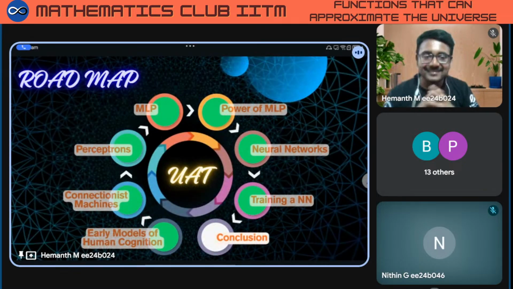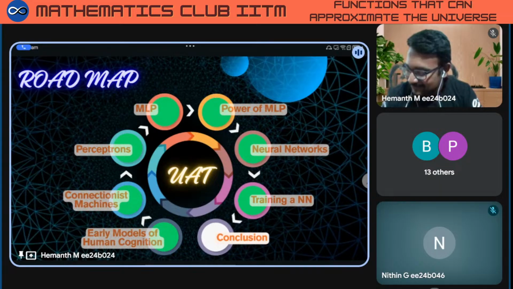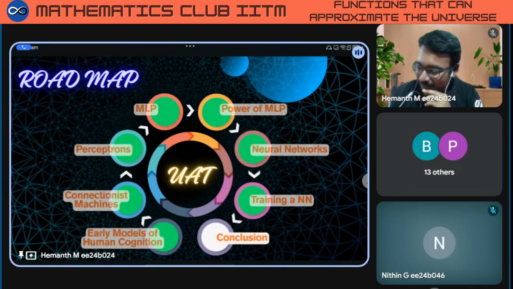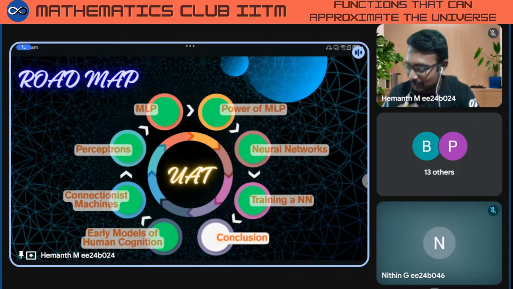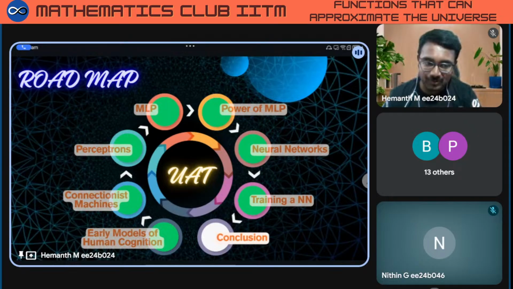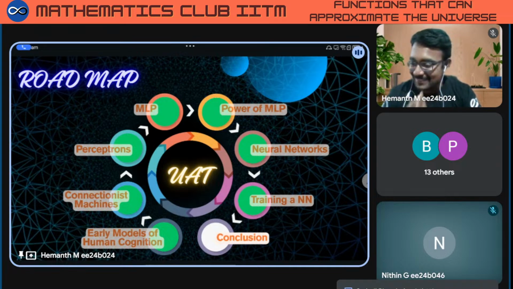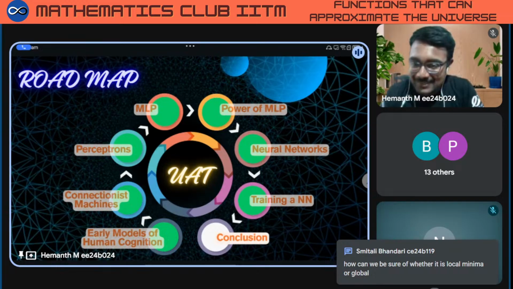So now this session has come to a conclusion stage. We went over all this, like we saw how people try to approach how the human brain works by discussing some early models, and then we went over connectionist models, and then we saw perceptrons. And by now you would have got a very amazing feel of what perceptrons are.